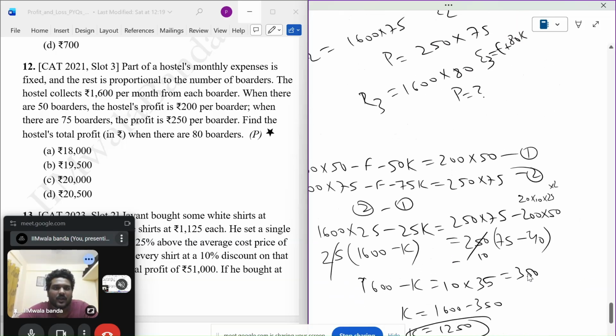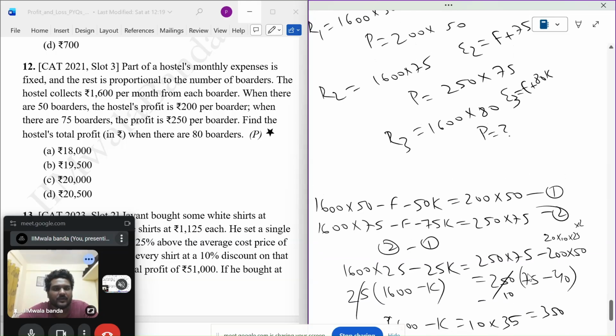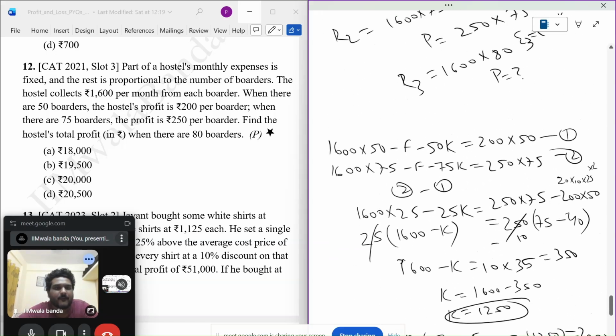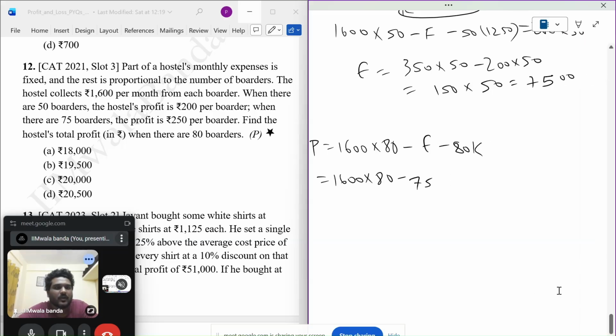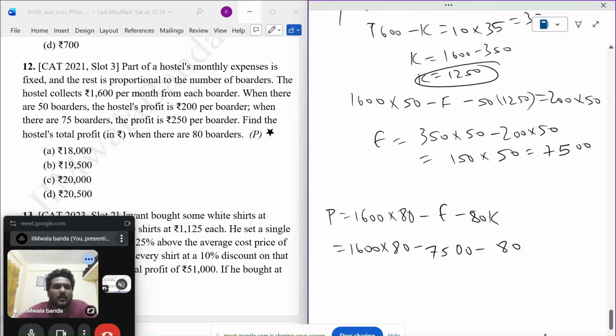Now we need profit, right? So I can use profit as this. Profit is basically revenue minus expenditure. Let's write it below only. 1600 into 80 minus F minus 80K. Put values. F is 7500 and K was 1250.